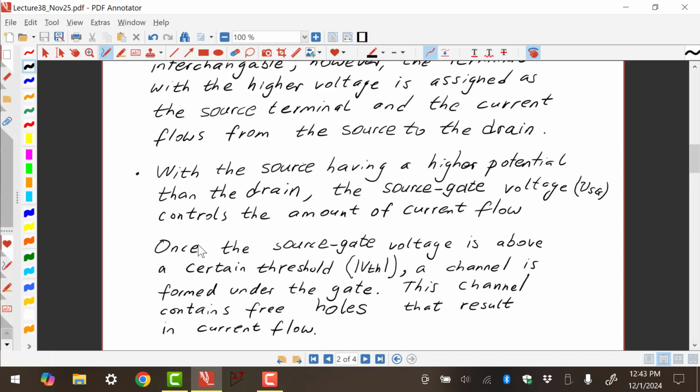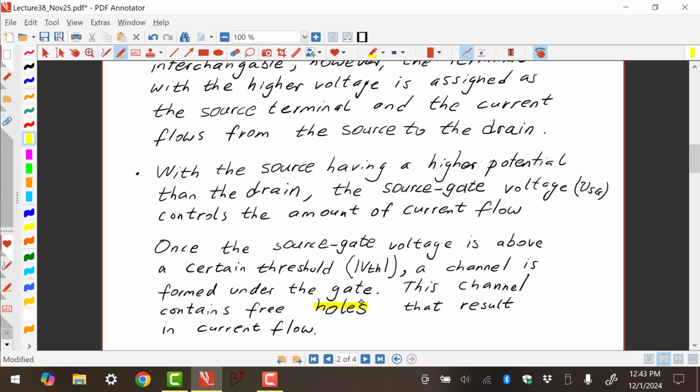The point is that once we have some source to gate voltage above a threshold, a channel will be formed, just like the N-channel. Now, this channel contains free holes. In the N-channel, it was free electrons. But in the case of a PMOS, the channel that forms is made up of holes, and hole movement is the result.